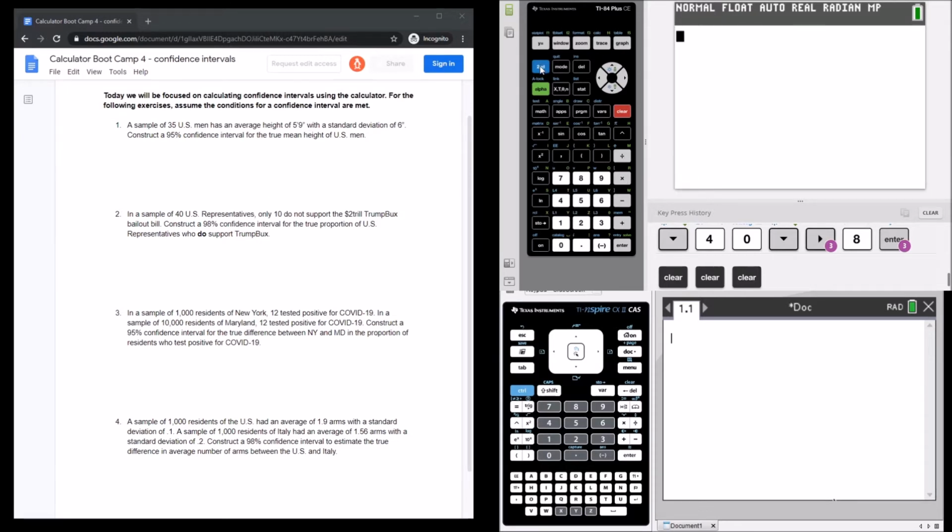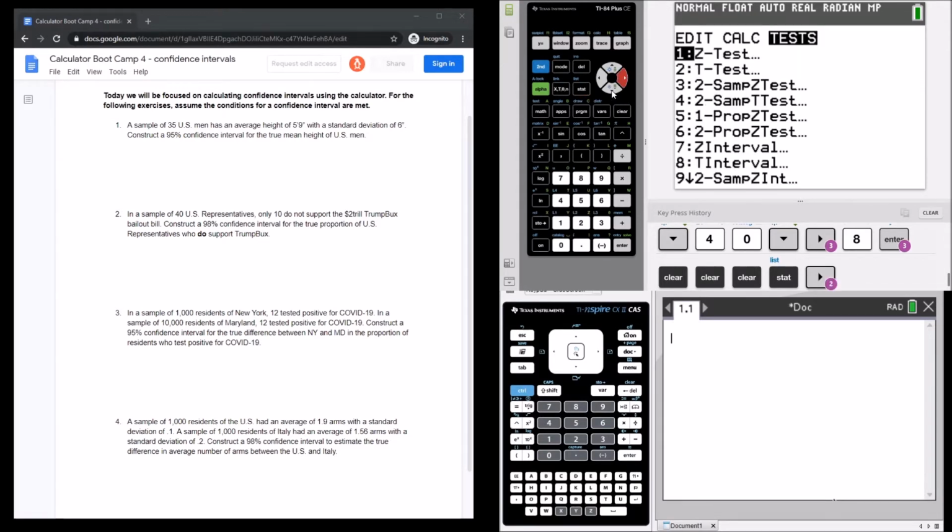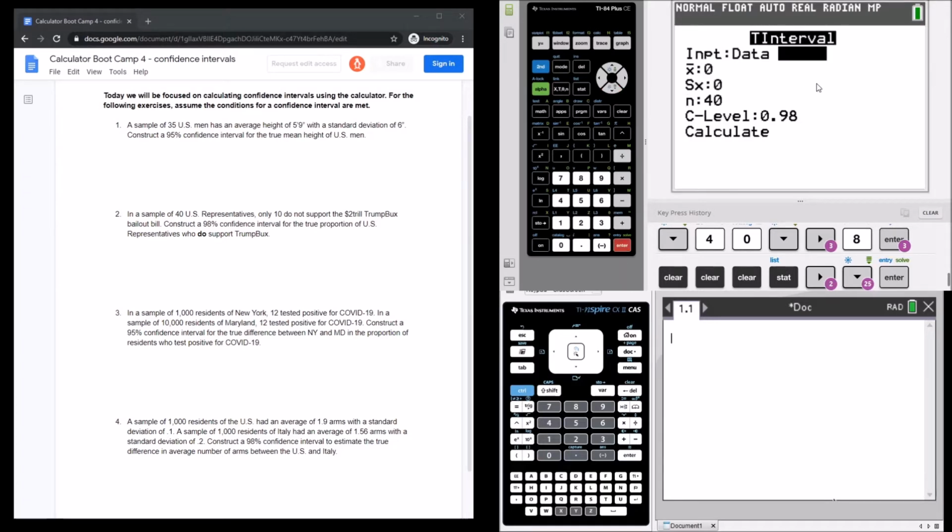So for the TI-84, we're going to go to Stat. We're going to go over to Tests. Now here we have a 1 sample t interval because we were given 1 sample and we're looking at a means thing. So we're going down and we're going to find, hope I didn't miss it. Oh, sorry, they just call it a t interval. Okay, so we're going to go with the stats here.